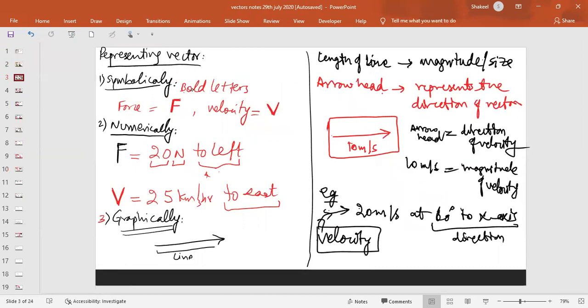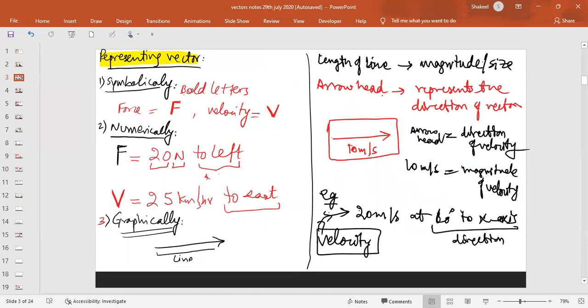Okay, next we have to see how we can represent a vector. There are several ways to represent a vector. The first one is symbolically. Symbolically we use bold letters. Let's say force is represented by F and velocity is represented by V, a bit bold in its presentation. Then second is numerically. So we can write force as 20 Newton to left. Numerically, you are giving its magnitude, its unit, and its direction. Velocity is 25 kilometer per hour to east.